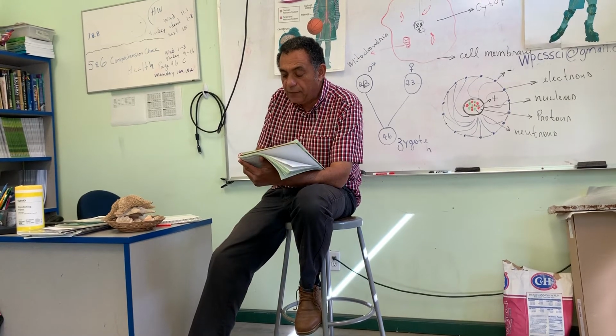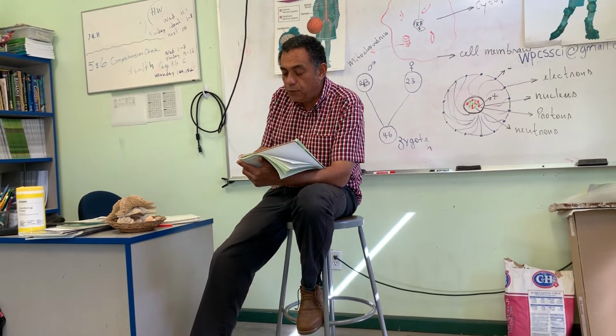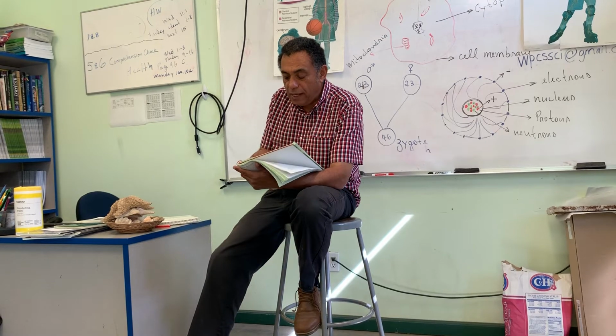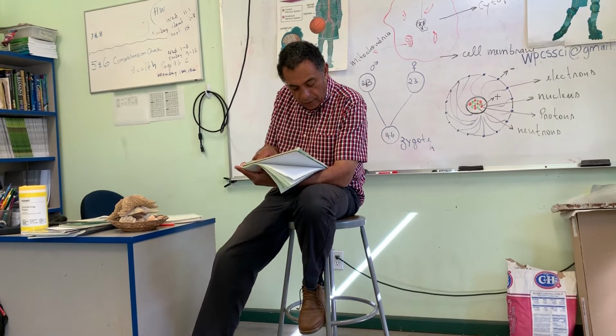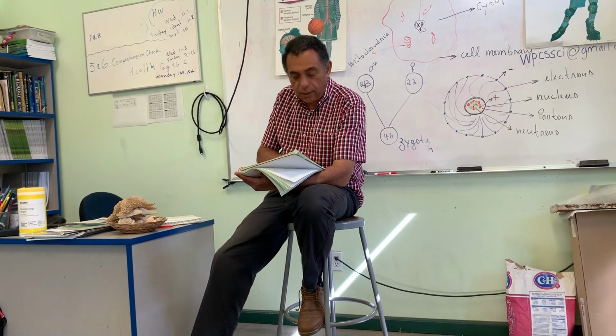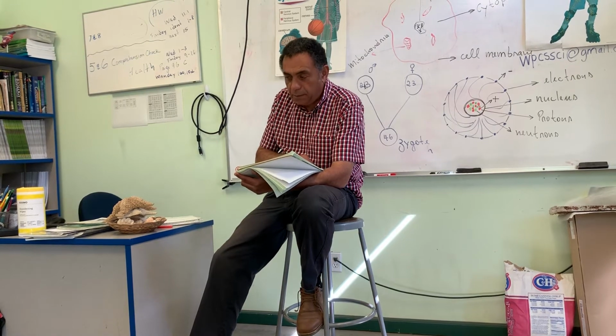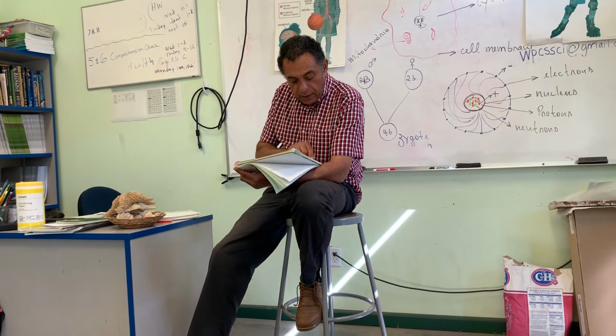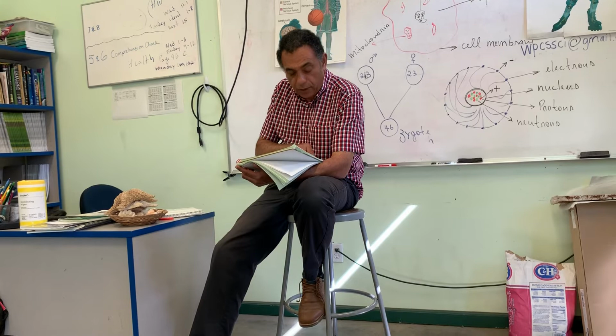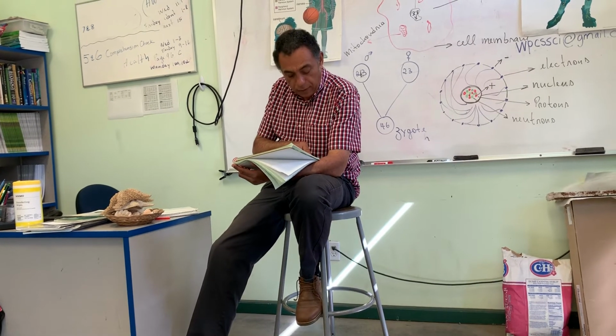Now, number 7, which organelle performs cellular respiration? I talked to you last time. Mitochondria. Mitochondria is very important in the process of respiration in the cell. Part of the organelles is in the cytoplasm.